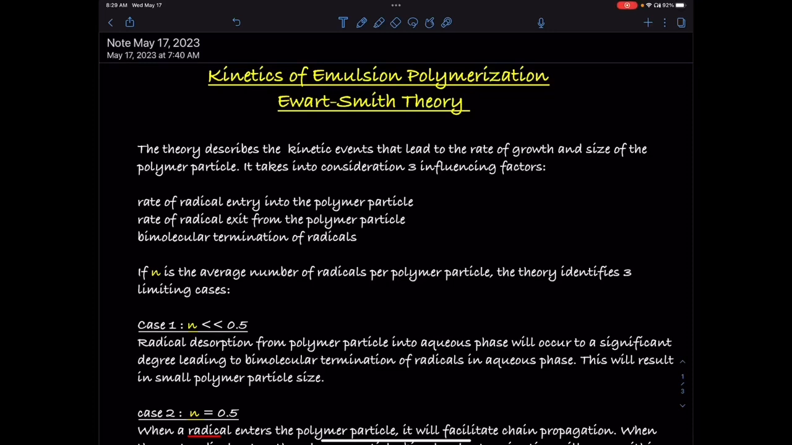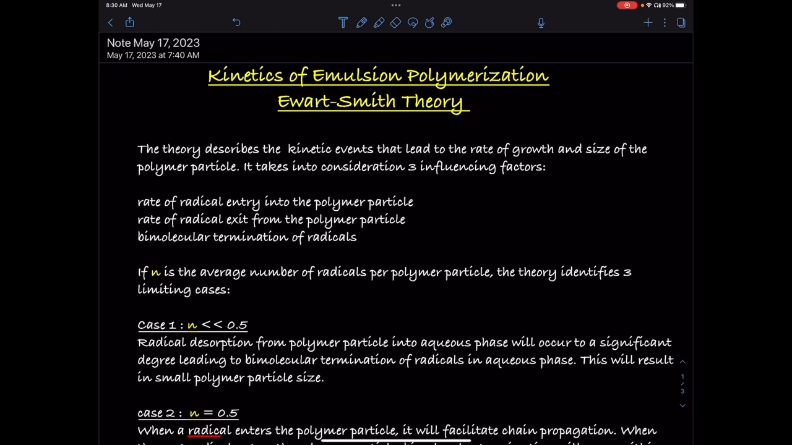This video explains the Smith-Ewart theory for kinetics of emulsion polymerization. This theory takes into account three influencing factors that govern the rate of growth and size of the polymer particle. The three factors are rate of radical entry into the polymer particle, rate of radical exit from the polymer particle, and bimolecular termination of radicals.